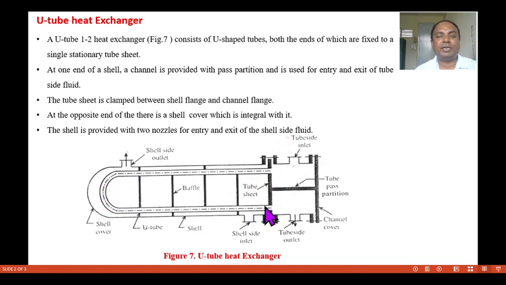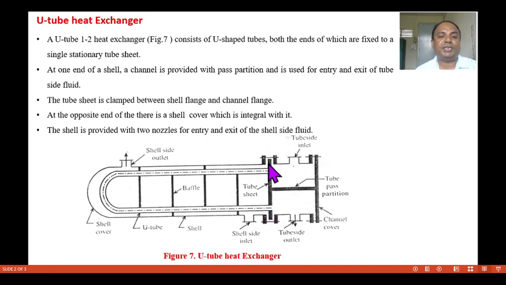As many U tubes as there are, for our convenience we have shown here just one U tube. There may be many such U tubes that build this U-tube heat exchanger. So this U tube is fixed to a stationary end. This end is called a stationary end.